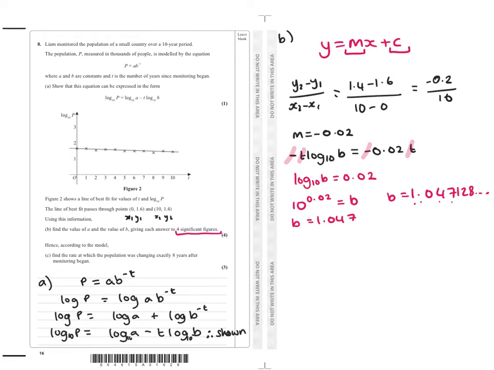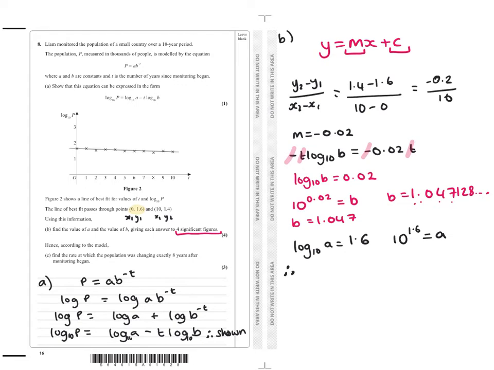Now we figured out our b. Our c, nice and easy, it's where we intercept. So our y-intercept, now they've actually been very nice to us and they gave us 0 and 1.6. So that means our log to the base 10 of a equals 1.6, because that is our y-intercept. So that means 10 to the power of 1.6 equals a.